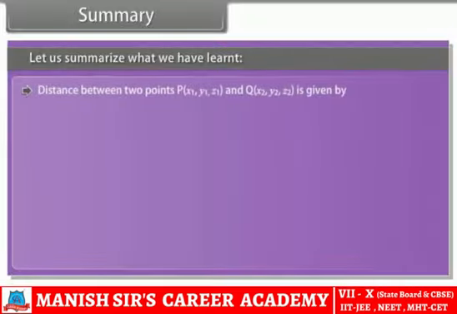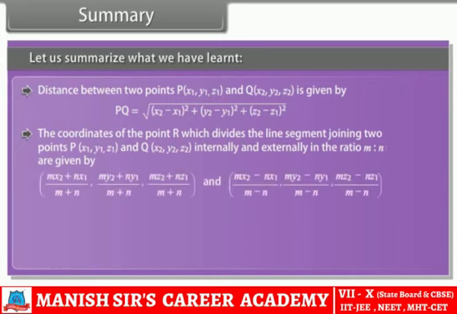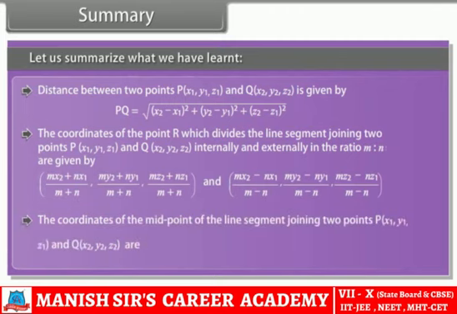Distance between 2 points P (x1, y1, z1) and Q (x2, y2, z2) is given by the formula shown. The coordinates of the point which divides the line segment joining 2 points P (x1, y1, z1) and Q (x2, y2, z2) internally and externally in the ratio m:n are given by the formulas shown, and the coordinates of the midpoint of the line segment joining 2 points P (x1, y1, z1) and Q (x2, y2, z2) are as shown.